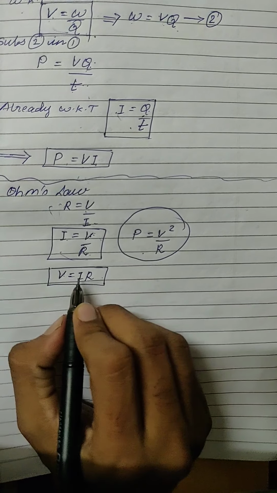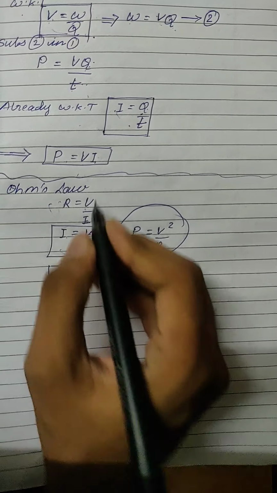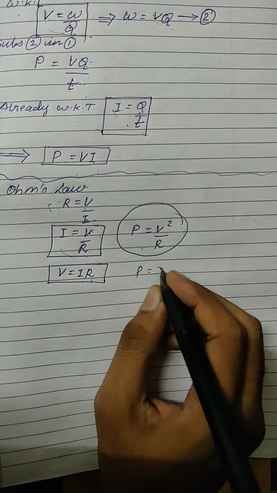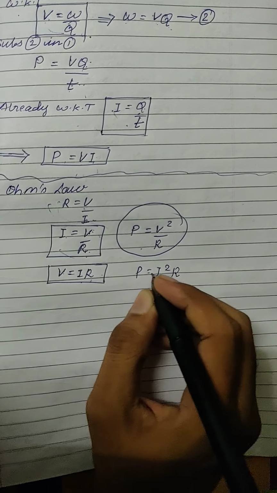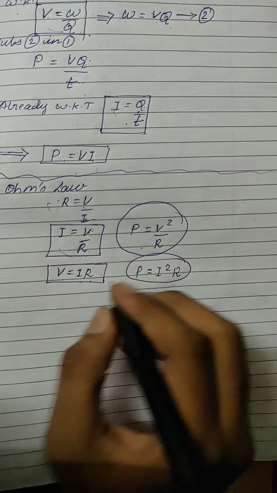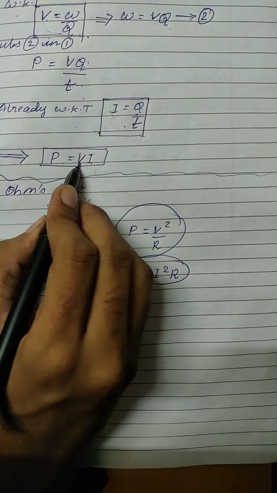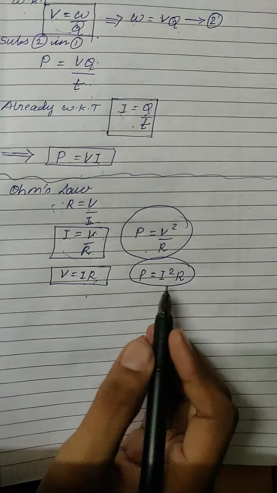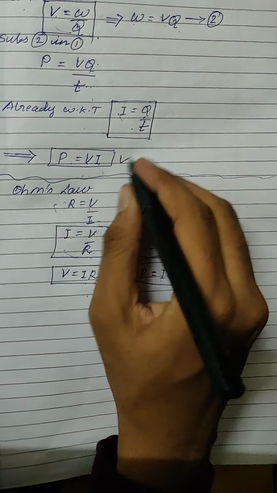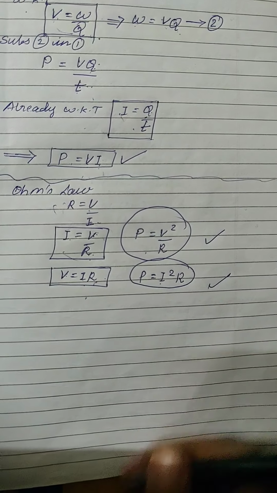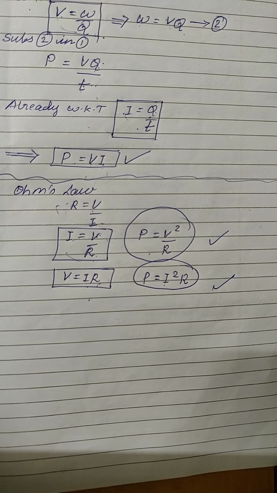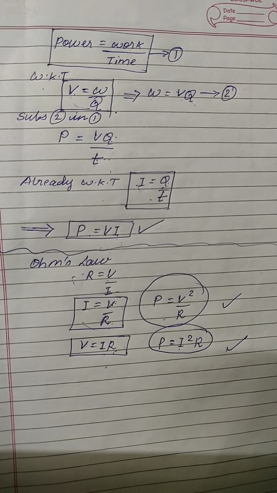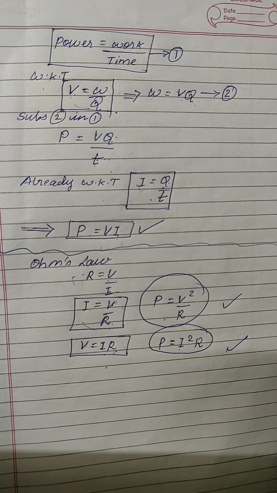Similarly, if I substitute IR in the place of V here, then I'll be getting P is equal to I square R. This is another formula for power. I repeat, in the place of V, if I am substituting IR, there is another I, so it will become I square R. So these three are the main formulas for power: P is equal to VI, P is equal to V square by R, and P is equal to I square R. Now comes the question, where to use which formula.